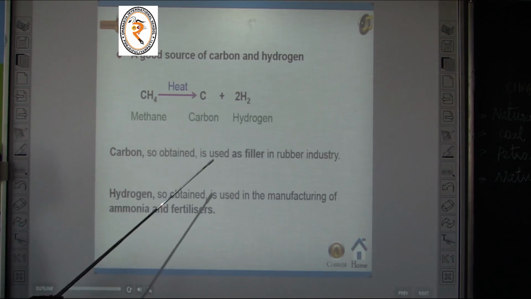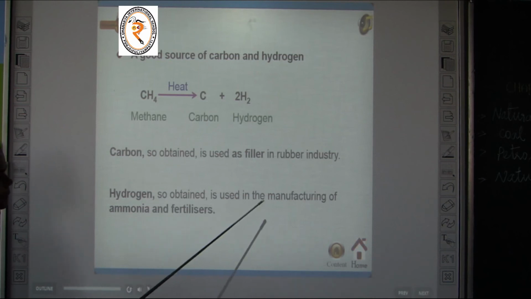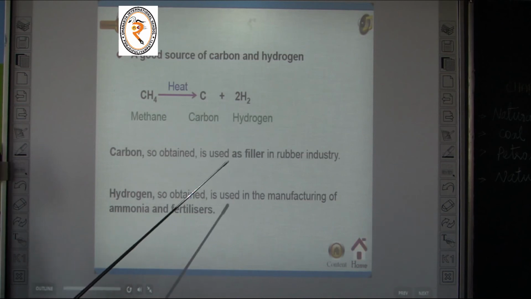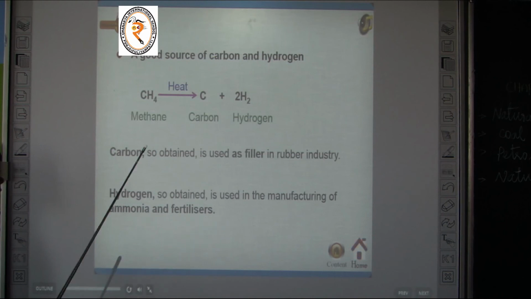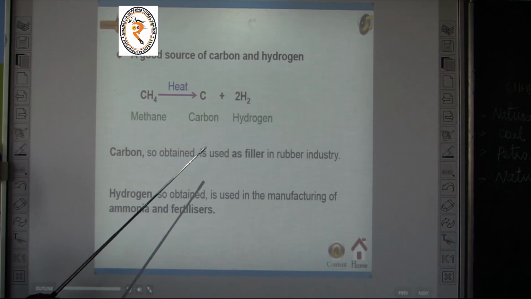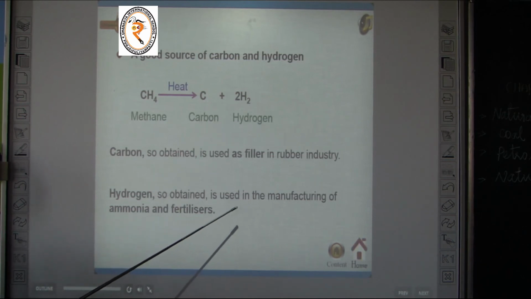Here this carbon is used as a filler in the rubber industries. Hydrogen so obtained is used in the manufacturing of ammonia and fertilizer. So this carbon is used as a filler in the rubber industry, and the hydrogen obtained here is used for manufacturing of ammonia, NH3, and fertilizers. What is the use of fertilizers? It is used to develop the growth of the plant. So the hydrogen obtained here is used for the manufacturing of ammonia and fertilizers.